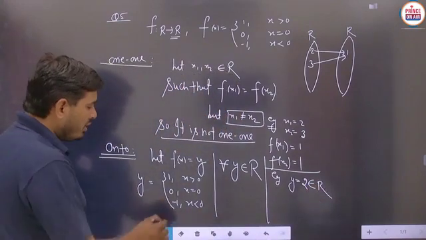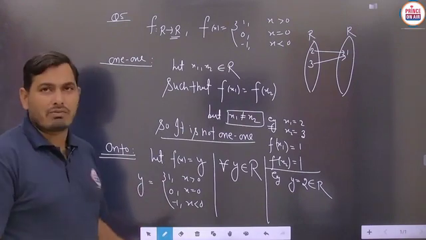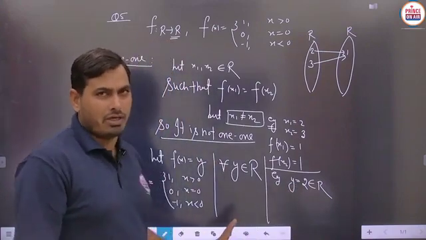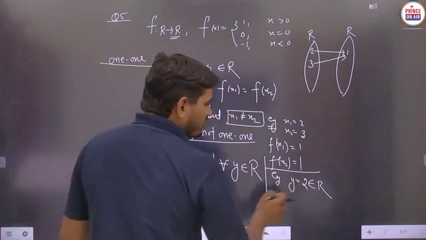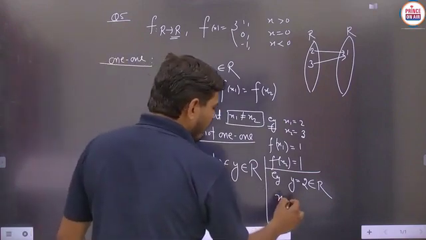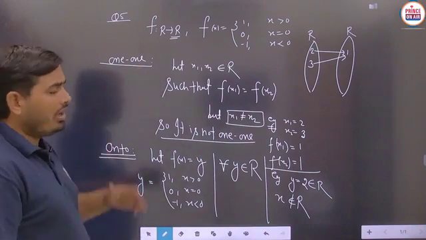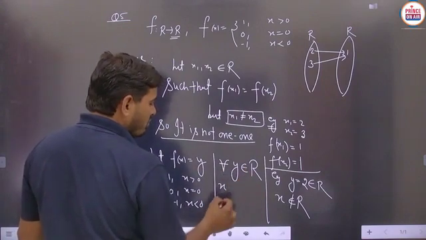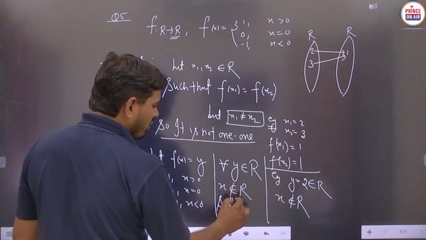So basically, student, the value of y can be either 1, 0, or minus 1. Means no value of y equals 2 is obtained anywhere according to the function. But in the codomain, this particular 2 lies. Means y equals 2 belongs to R, but no x is found in the domain, and the domain is the real numbers. Means for y belongs to R, x does not belong to R, and so it is not onto.